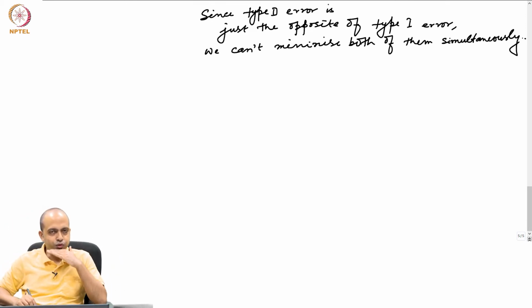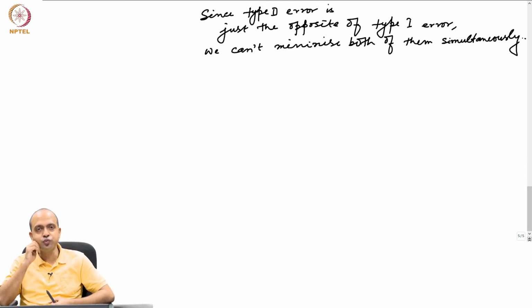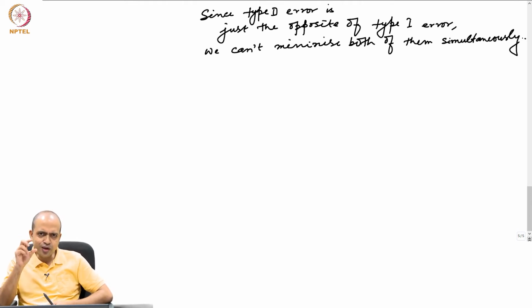Okay? We cannot minimize both of them simultaneously. Then what is the idea? If you cannot minimize both the errors simultaneously, the statisticians suggest that you identify the most severe one. You identify out of these two errors which is the most severe, type 1 or type 2.